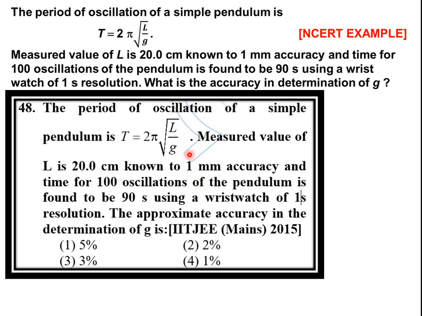So basically it is an ordinary scale. On an ordinary scale, you have 1 centimeter divided into 10 parts. Each part is called 1 millimeter. So length would have been measured using a simple scale, an ordinary scale.